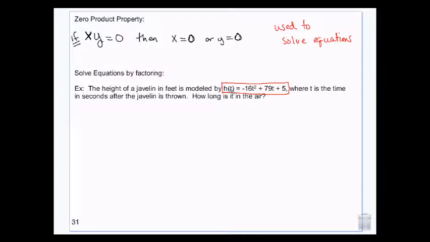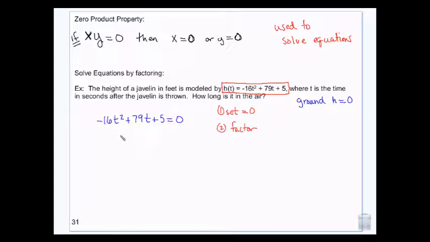Okay, well, height, if it's on the ground, the height is 0. And that's what we want to find out. When is it back on the ground? So we're going to set this equal to 0. Okay, and that tells us when it's back on the ground. And now we need to solve it. So the first step is to set equal to 0. The second step is to factor.